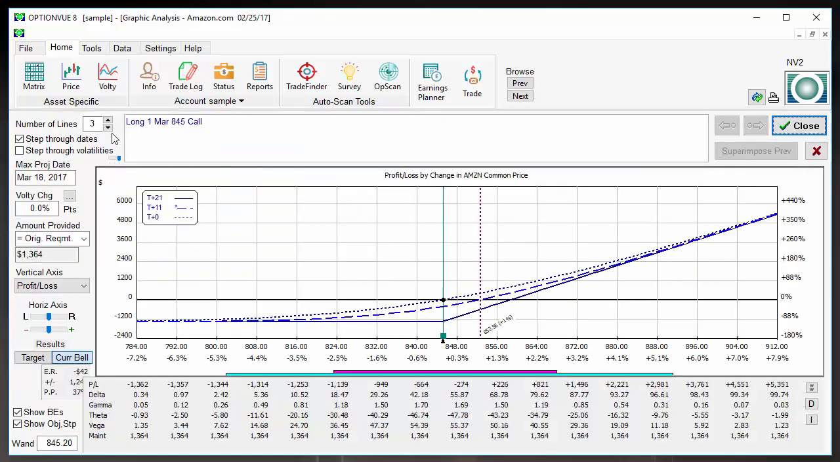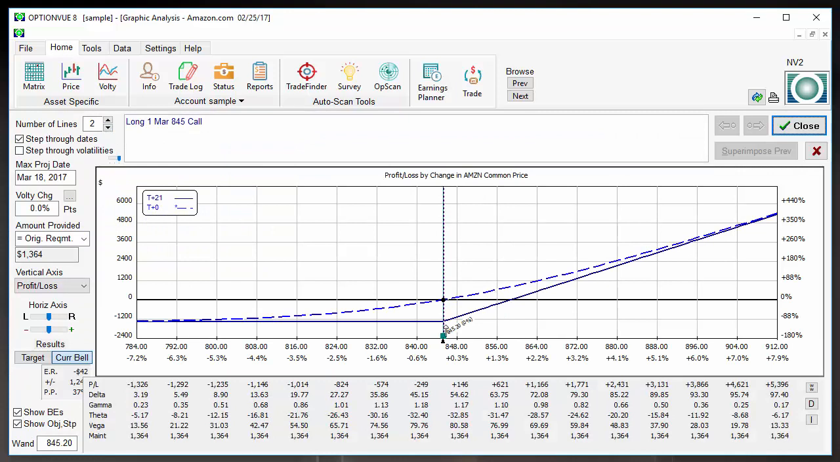So you can see by looking at this graph here, if Amazon goes up to, we'll just say 880, well, I get to buy those shares of Amazon stock for 845. So I buy 100 shares at 845, but their value is 880. Therefore, after I subtract the cost of my option contract, that gives you the amount of profit in that trade.